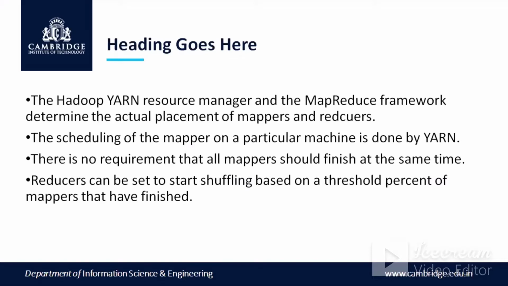That means, see, one mapper would have finished 70%, another mapper would have finished 40%, another mapper would have finished 90%, another mapper would be very close to finishing the mapping stage. At that time, reducers can start shuffling based on the percentage of the mappers that have finished. So by that you can know when the reducing stage can be started.